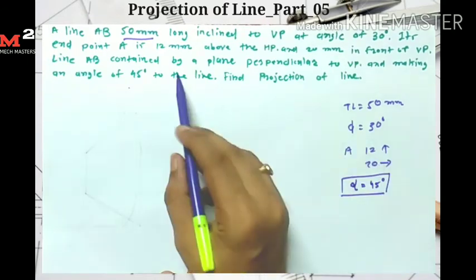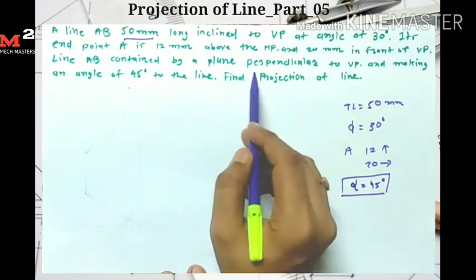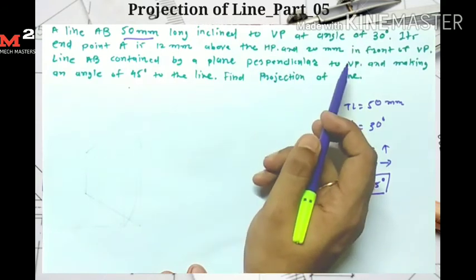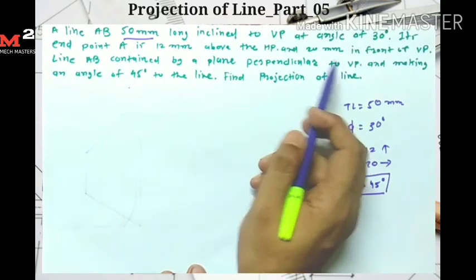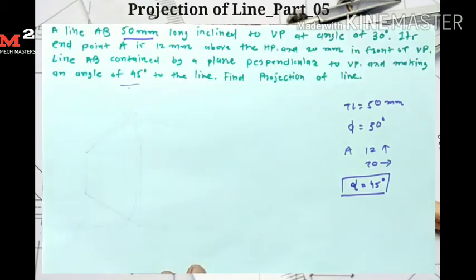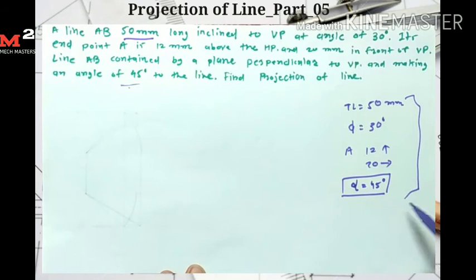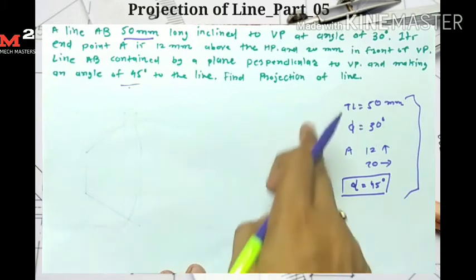Here given that the line is contained by a plane which is perpendicular to the VP, so this angle is made with the HP. An angle made with the HP we represent by the inclination angle alpha. So here alpha is given as 45 degree. In this problem this 5 data is given. In every problem we have 5 data to solve the question.